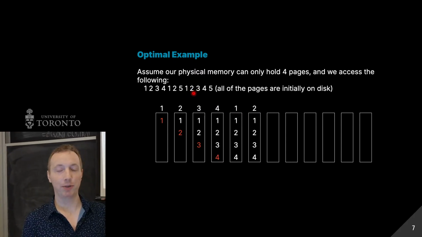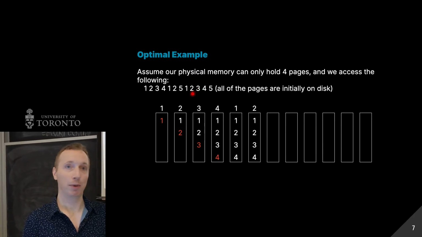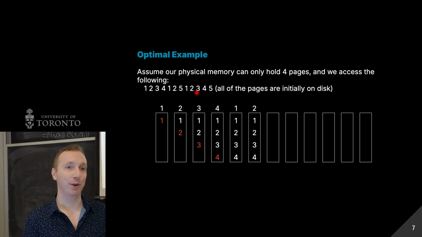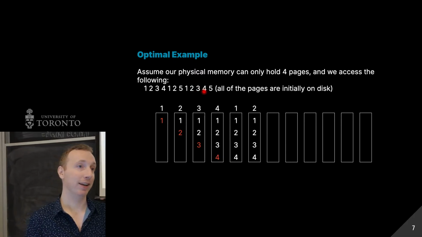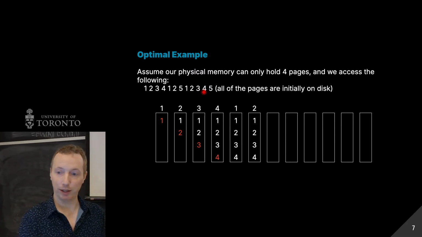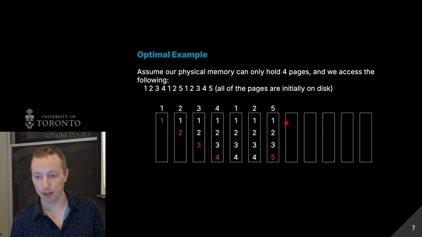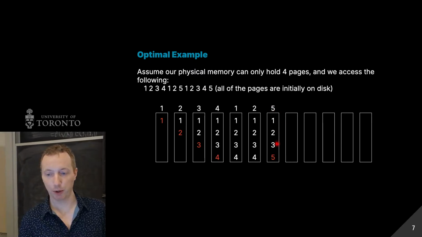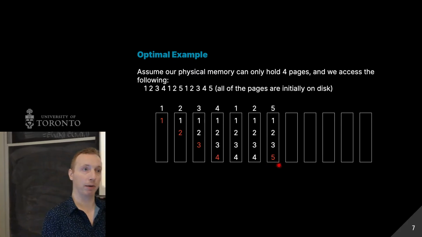Should I kick out page 2? No, well, I use it right after page 1. Should I kick out page 3? No, it's the one I use right after that. Should I kick out page 4? Yeah, it's the one I'm not using in the longest. We're doing the optimal thing. So here's how I would write it. I'm kicking out page 4, so I write 1, 2, and 3. They're still in memory, and then replace 4 with a 5 and write it in red.